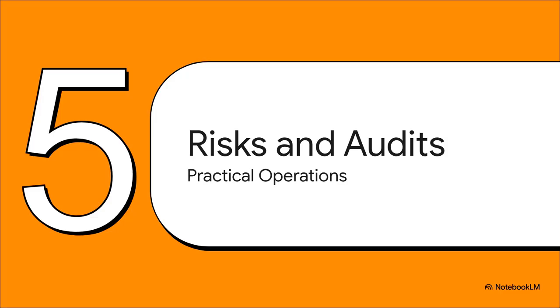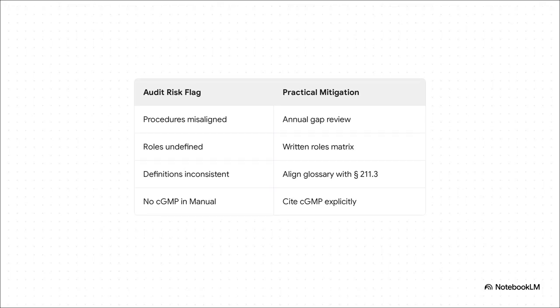Let's move to Section 5, Risks and Audits, focusing on practical operations. Let's step away from the legal theory for a minute and look at the practical realities on the manufacturing floor. What are inspectors actually citing on a Form 483 when it comes to Subpart A? This table walks us through some really common risk flags.